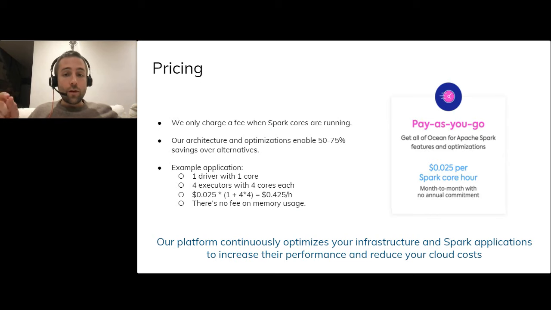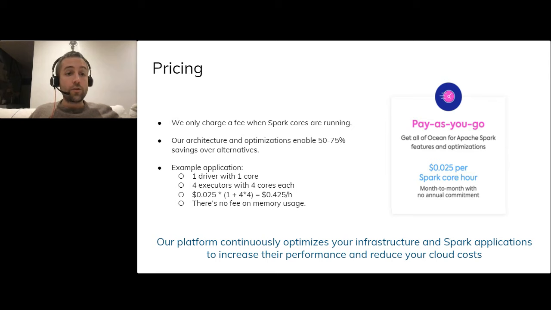Hudson just mentioned that one of the metrics you can see in our UI is the number of Spark core hours. If you have one Spark driver with one core, and then maybe four Spark executors with four cores each, all grouped together you're using 17 cores. If you run such an application for an hour, we would charge you about 40 cents for it. There's no fee on memory usage. There is no rounding. If you run an application for just 10 seconds, you'll pay for just 10 seconds. That's what Hudson meant, that we only charge a fee when Spark cores are running.